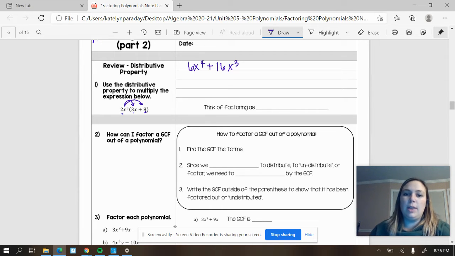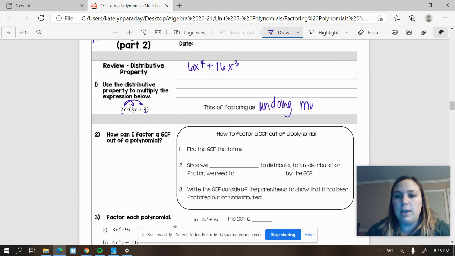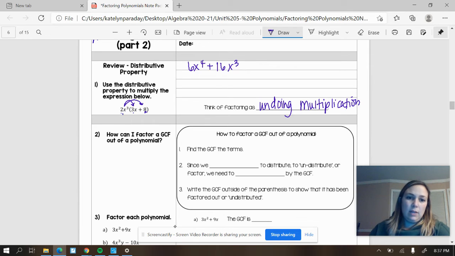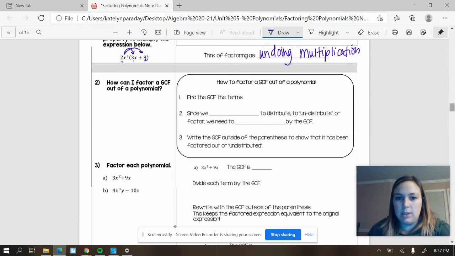Okay, so think of factoring as undoing multiplication. We did the distributive property and the box method and all of that, and we were putting those two terms together. So what we need to do now is take those out. We are going to go backwards to do this.